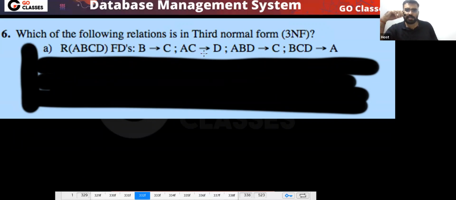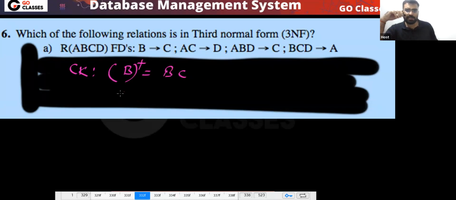B determines C. So first of all, what are the candidate keys? You find what are the candidate keys. So B determines C, C, D, C, A. Just check what is B plus. B plus is BC. That's it.